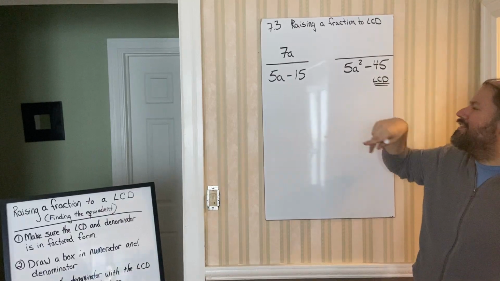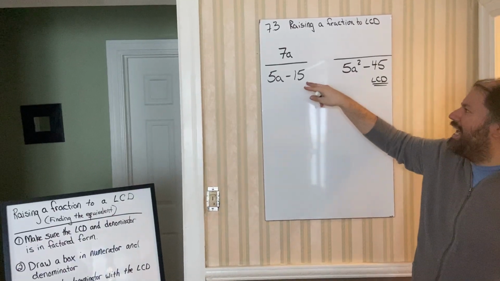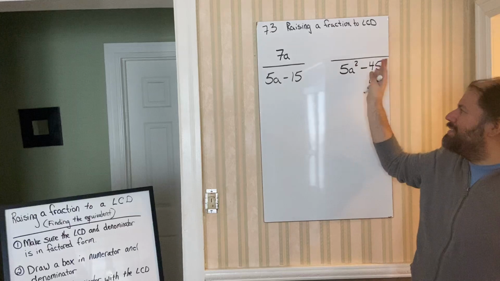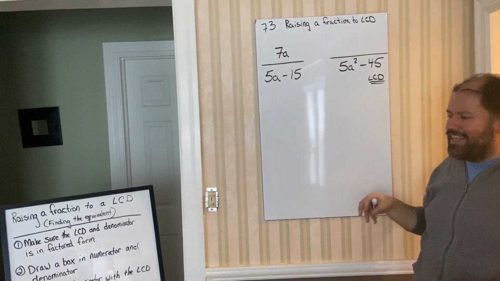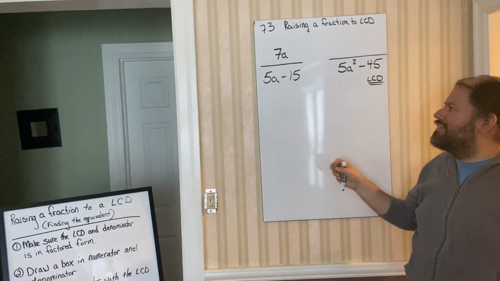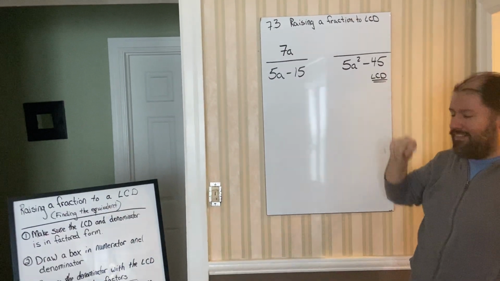Because I know a lot of you are looking here, thinking, oh, I'm just missing an a and a 3, like 3a. You don't want to really look at it like that. What you need to do is actually factor these out, okay?